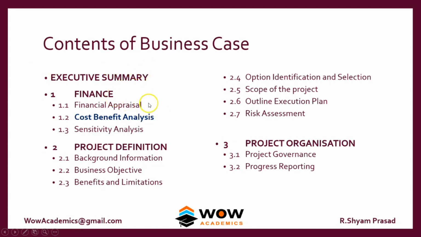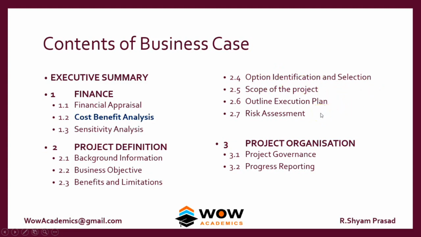For example, financial appraisal, like we do an NPV or capital budgeting appraisal, or an IRR or payback. Then we have cost benefit analysis, where we try to see how much is the cost of creating the project and the benefit which we derive from it. Sensitivity analysis, which is a part of the NPV analysis. Then we also have background information, business objective, benefits and limitations, option identification and selection, scope of the project, outline execution plan, and risk assessment.